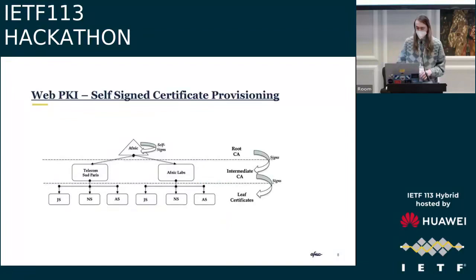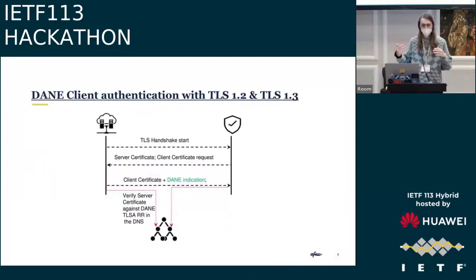So this is the architecture that we had before with a single root CA that is shared among all the peers. And this is what we have now. We are basically authenticating all peers using DANE, with the client ID extension. So that's that, and that is working well. We're kind of happy about that.